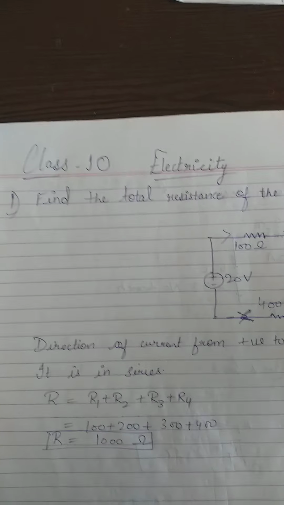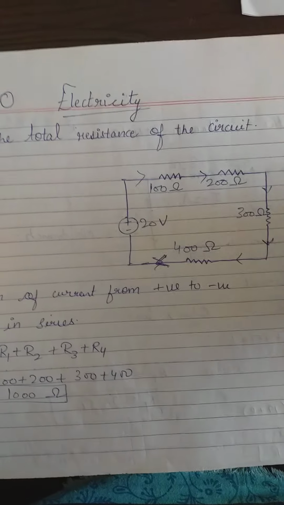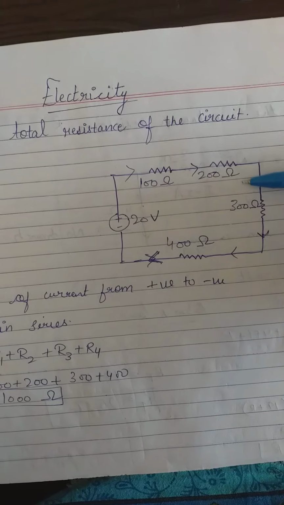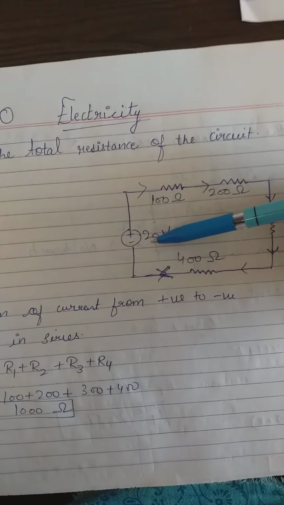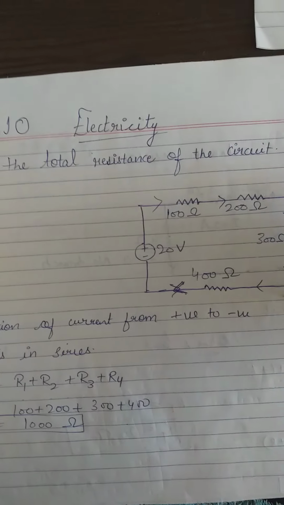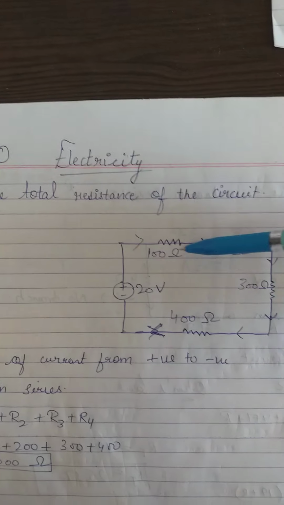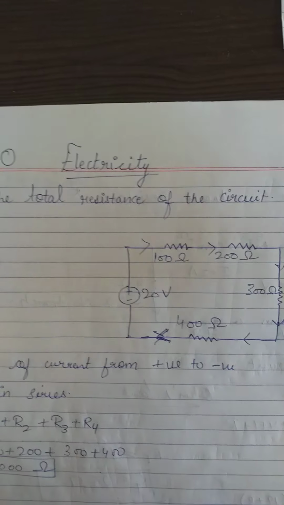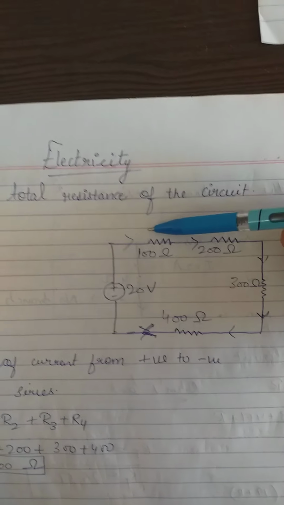Read this statement. Find the total resistance of this circuit. The circuit here has 100 ohm, 200 ohm, 300 ohm, 400 ohm. First of all, draw the direction of the current. Direction of current is always from positive to negative, as the direction of flow of charge is always from negative to positive. Direction of current is always opposite to the direction of flow of negative charge. So this is the direction of the current.